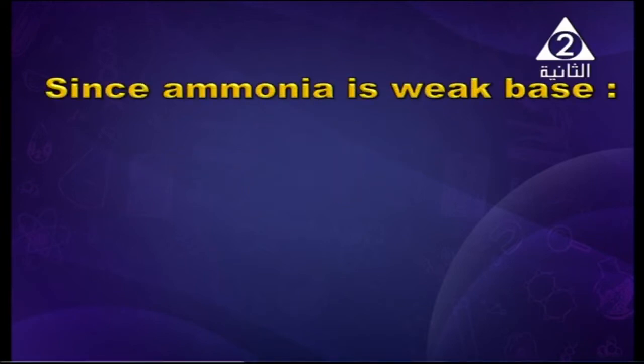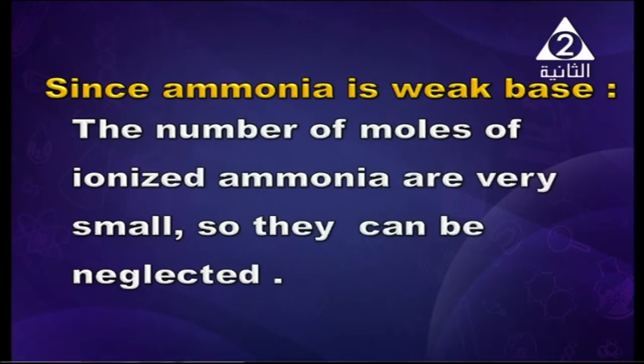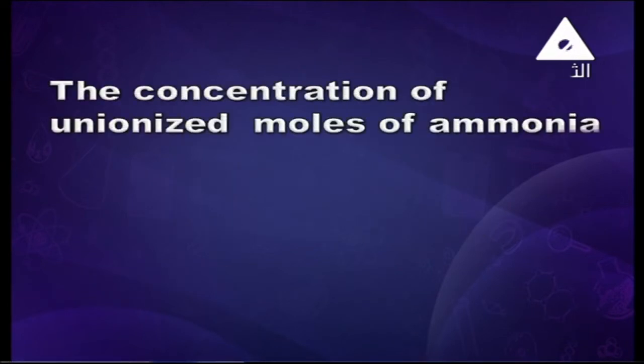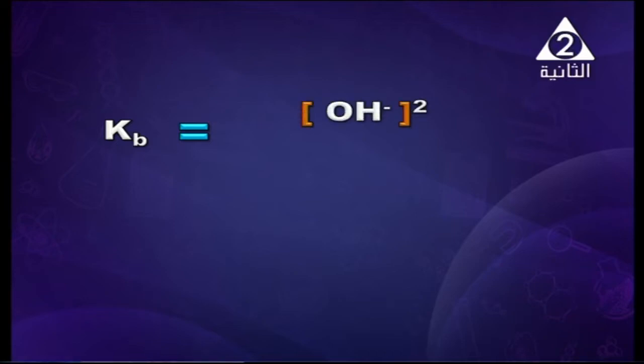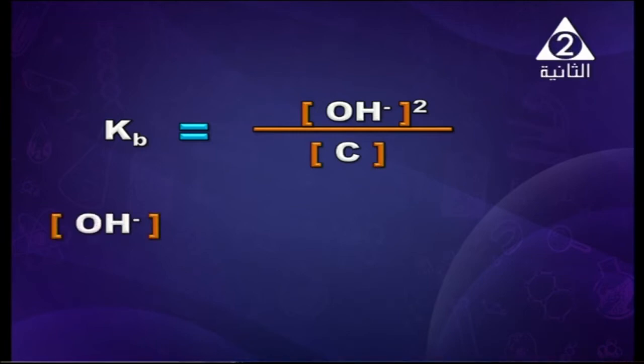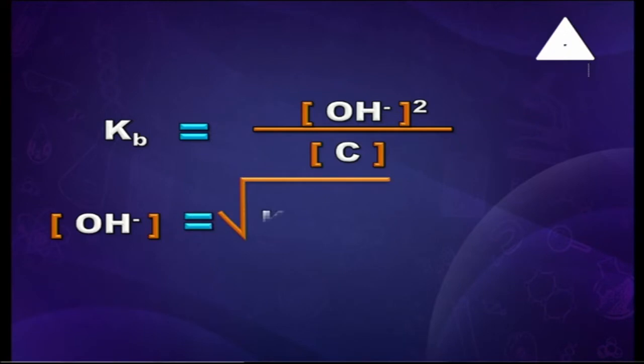As ammonia gas is a weak base, the number of moles of ionized ammonia is very small, so it can be neglected. So we can say the concentration of unionized ammonia equals the original concentration of ammonia, C. We substitute it in the Kb equation: Kb equals concentration of hydroxide ion power 2 over concentration of ammonia C. So hydroxide ion equals the square root of Kb times C, in molar solution.